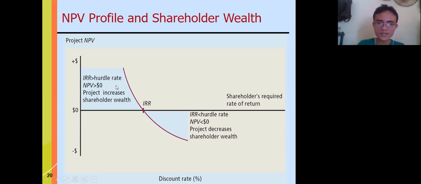Now, we can see here that if IRR is greater than the hurdle rate, the hurdle rate is the discount rate again in the project or the cost of capital, NPV should be greater than 0. Therefore, this increases shareholders' wealth. Then we will accept the project. On the other hand, if we go below the cost of investment, this is like 0 to negative. The IRR is lesser than the cost of capital or hurdle rate. NPV is lesser than 0, and the project decreases shareholders' wealth.